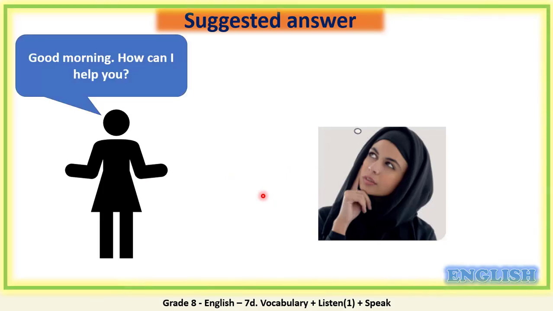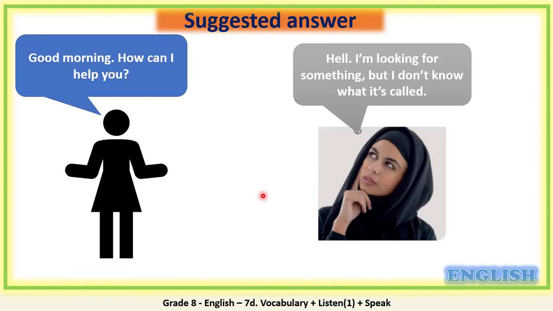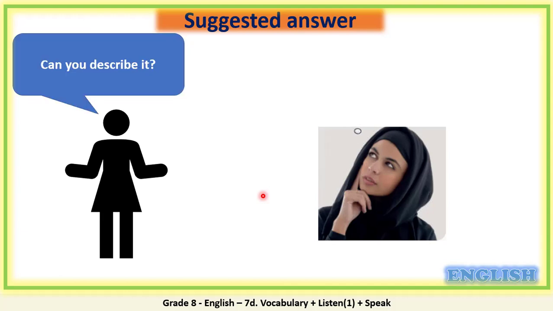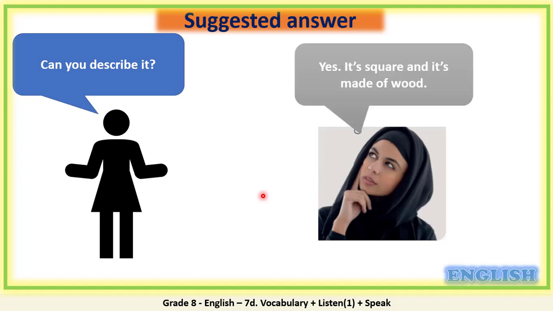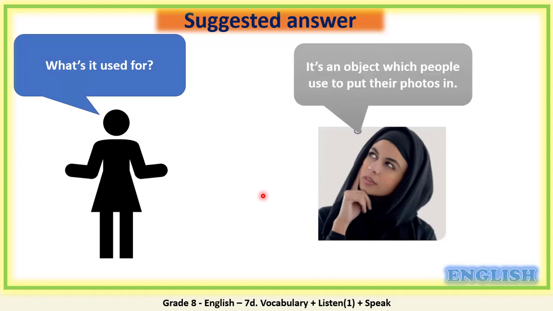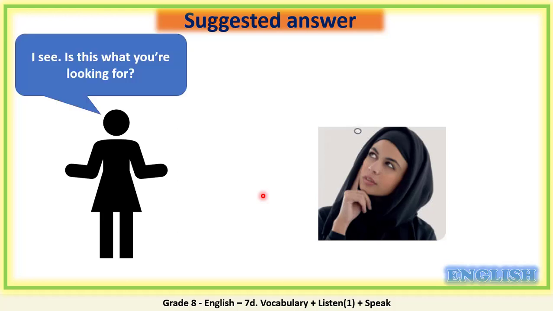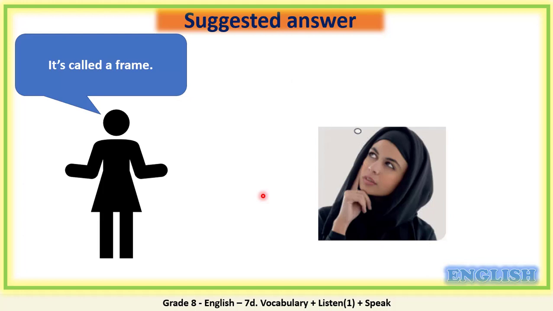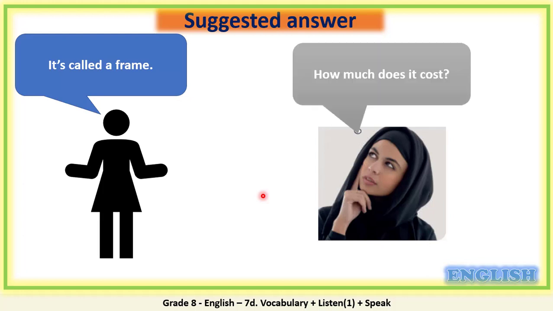The shop assistant will say, "Good morning, how can I help you?" The customer will say, "Hello, I'm looking for something, but I don't know what it is called." The shop assistant, "Can you describe it?" "Yes, it's square and it's made of wood." "What is it used for?" "It's an object which people use to put their photos in." "I see. Is this what you are looking for?" "Yes, that's it. It's called a frame. How much does it cost?"